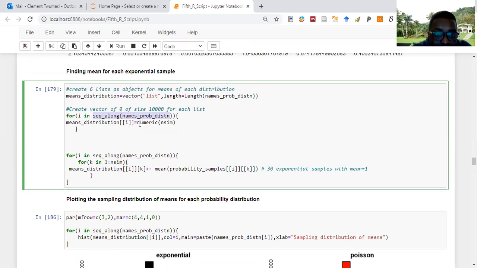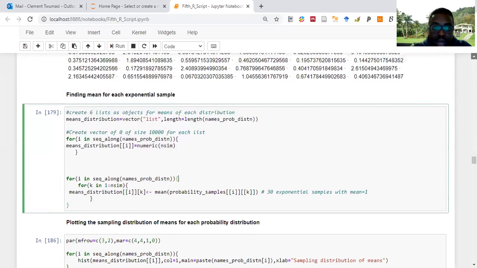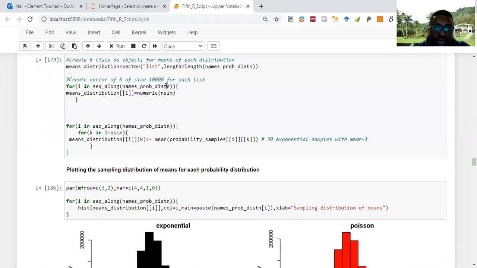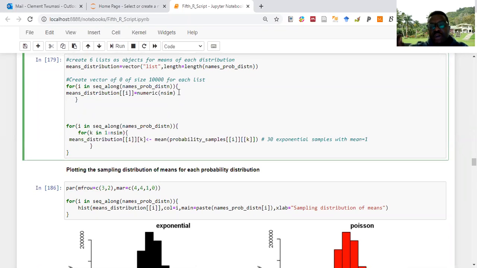Okay, so what it's doing is that here I created a vector, right? A list. And here I'm creating a list of what? A list of vectors. Okay, so here you realize that previously I put a list here. If you come up here, you realize that I put a list. So I was creating a list of a list, but now I'm creating a list of a vector. The reason is because for each of the distributions, we have what? We've done the replication how many times? 100,000 times. So it means that we have 100,000 different samples.